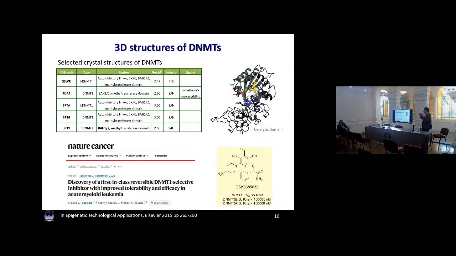More recently, a year ago, the company GlaxoSmithKline published the first crystallographic structure of the catalytic domain of DNMT1 co-crystallized with a small molecule that they identified by high-throughput screening. Very interestingly, this compound is quite potent for DNMT1, with an IC50 of 36 nanomolar. In addition, this compound is also selective because it did not inhibit DNMT3A and DNMT3B. It's basically no inhibition.